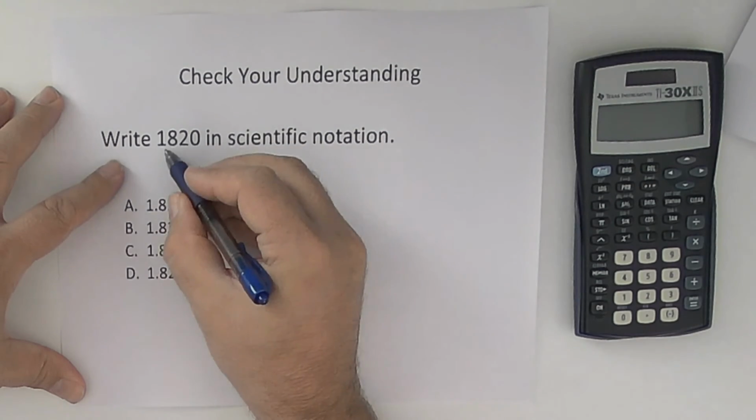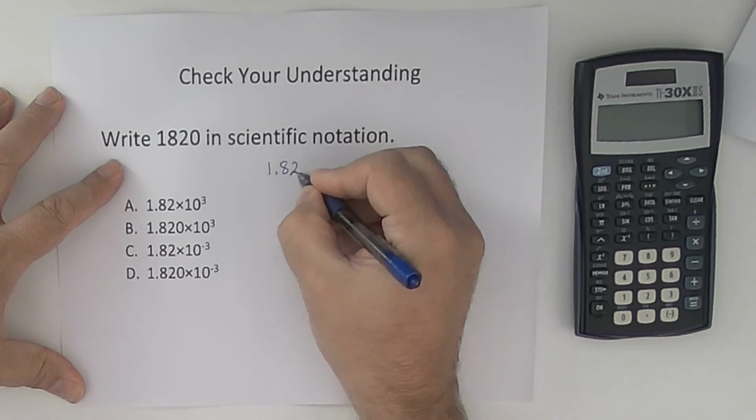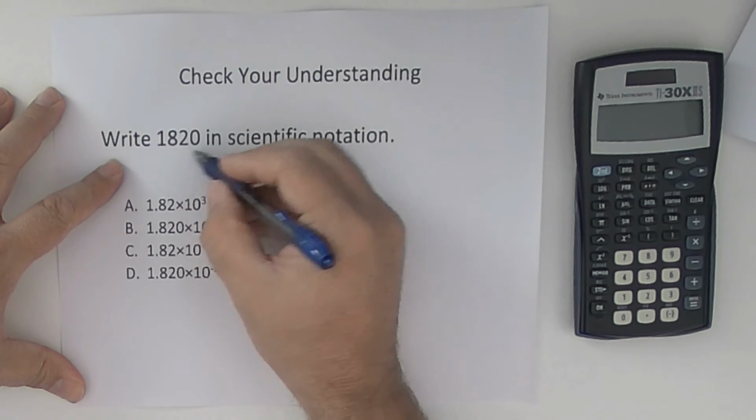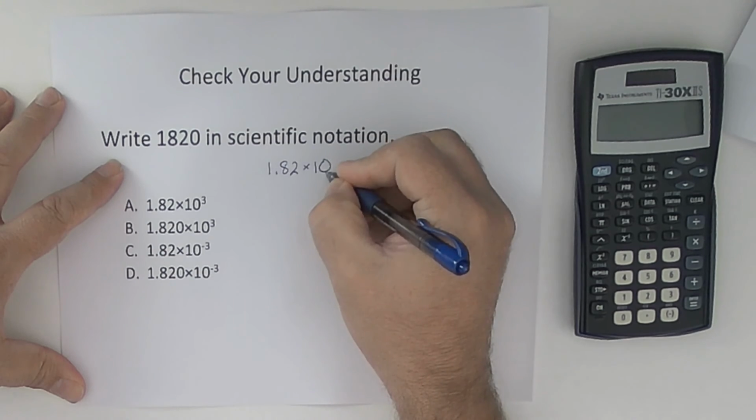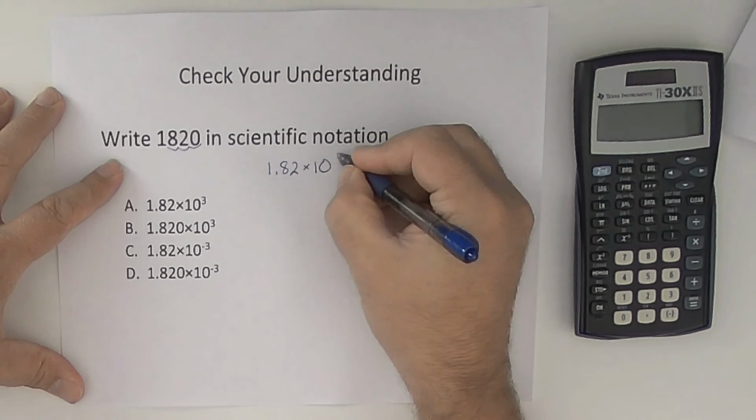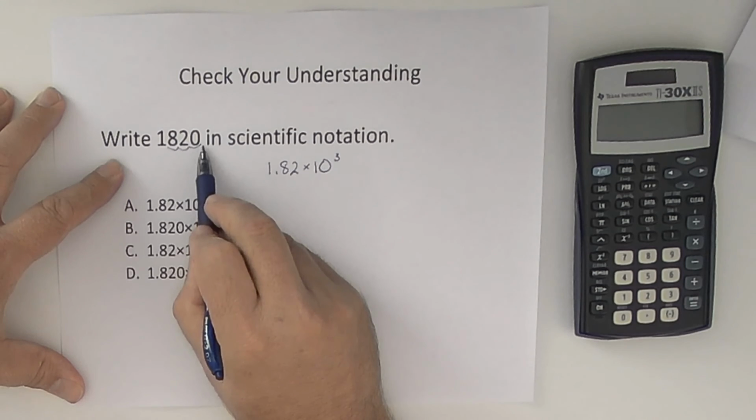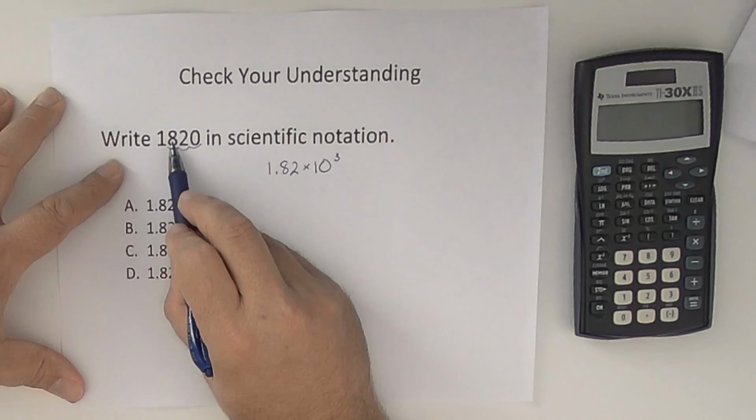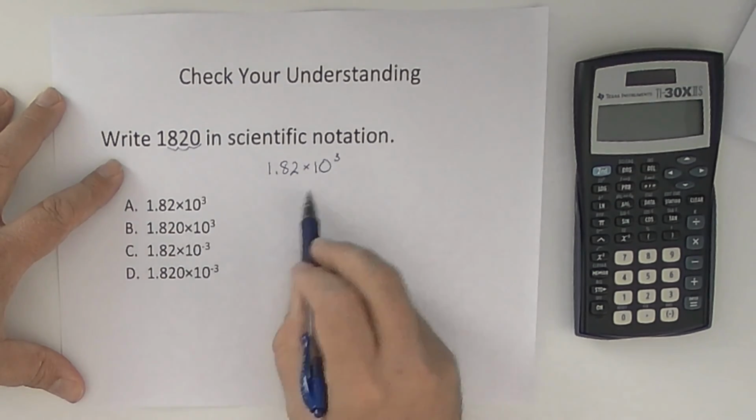Okay, so first non-zero digit, 1 point. The 8 and 2 are significant. This trailing 0 is not significant because there's no decimal point. And then my exponential component is times 10 to the, and this is going to require a 3. And whether it's positive or negative, we move to the left, so it's positive. I like to just think about it as 1,820 is more than 1, so it's going to need a positive exponent. So times 10 to the plus 3. You don't need to write the plus.